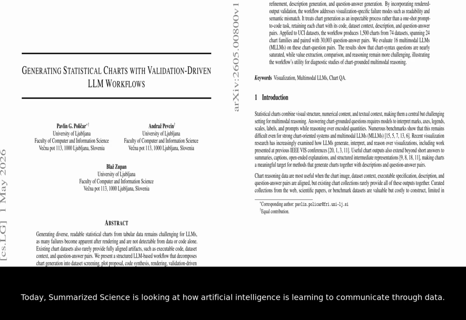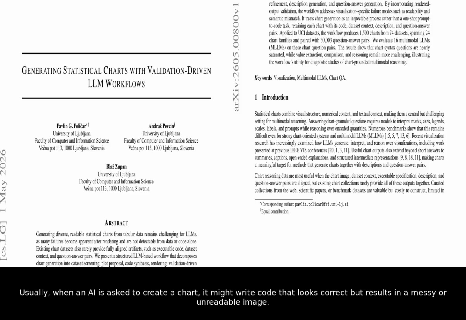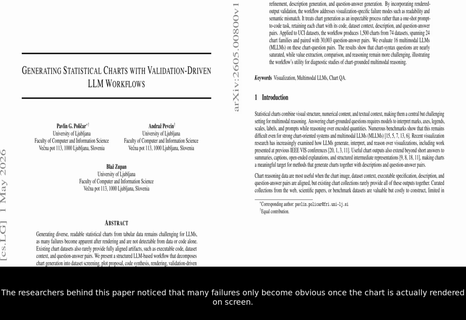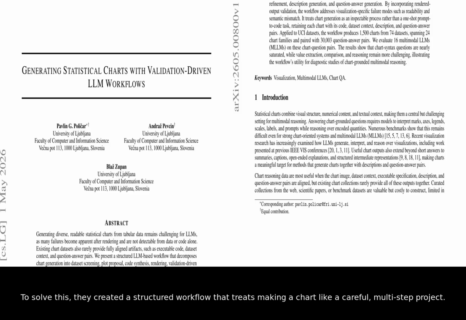Today, Summarize Science is looking at how artificial intelligence is learning to communicate through data. Usually, when an AI is asked to create a chart, it might write code that looks correct but results in a messy or unreadable image. The researchers behind this paper noticed that many failures only become obvious once the chart is actually rendered on screen. To solve this, they created a structured workflow that treats making a chart like a careful, multi-step project. This ensures that the final visual is actually useful for a human to look at.